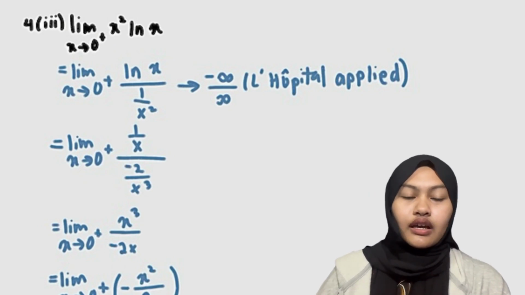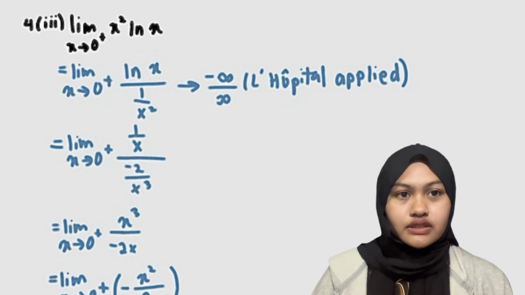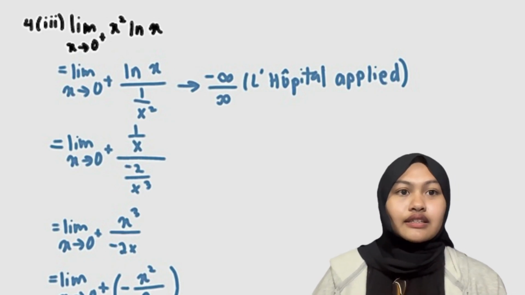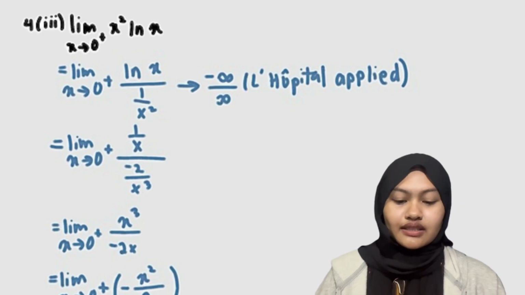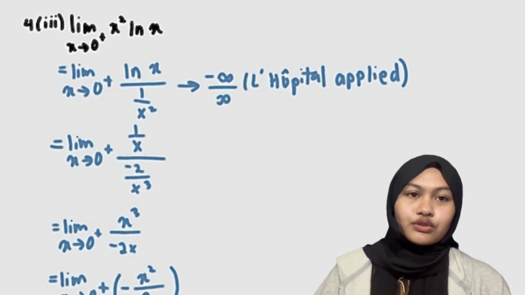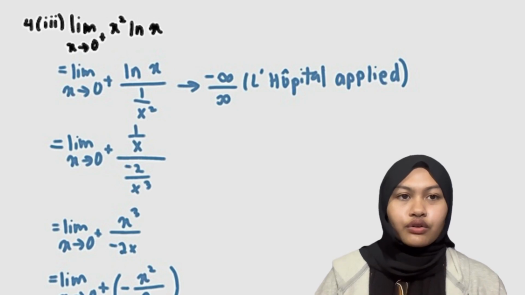The question that I am in charge of is question number 4, which is the limit as x approaches positive 0 of x squared ln x. The first step is to check the form of the question. The limit is an indeterminate form. The second step is to rewrite the question as a fraction, so x squared ln x becomes ln x over 1 over x squared.